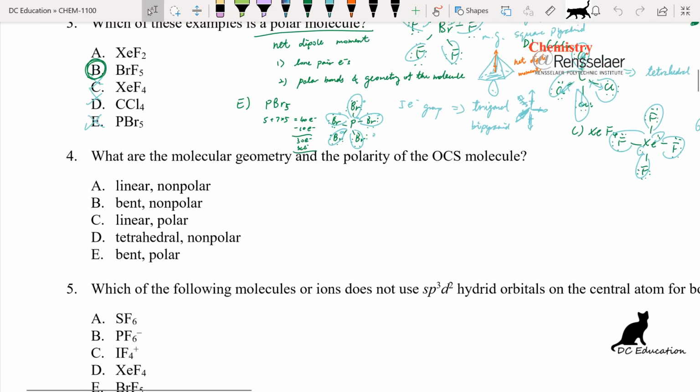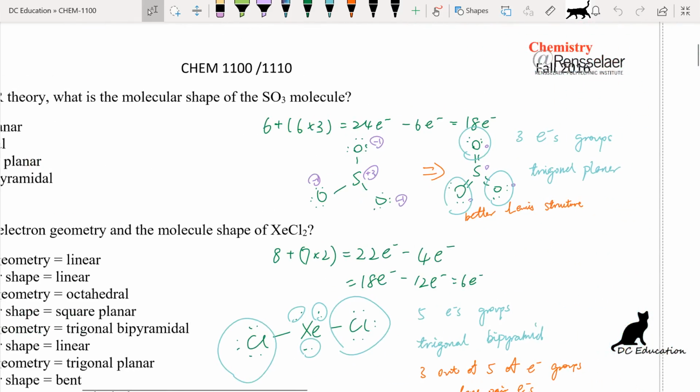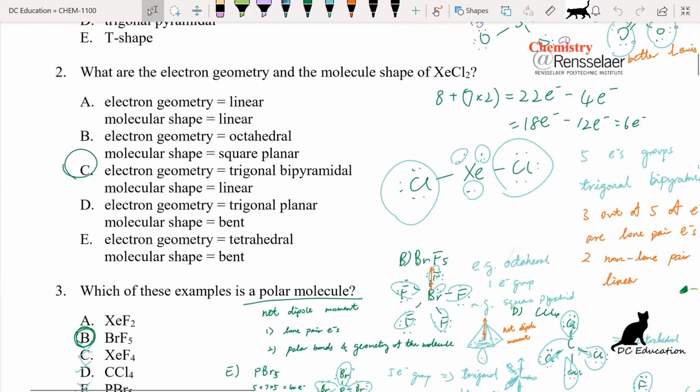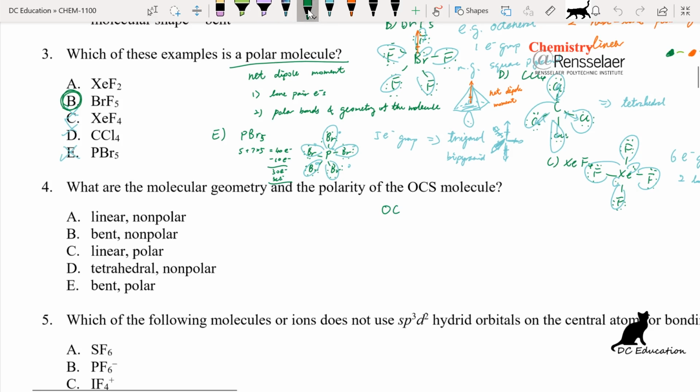We're still on exam 2 from the 2016 fall semester, and we're on question number 4 right now. It says, what are the molecular geometry and the polarity of the OCS molecule? For this kind of problem, we still need to do the Lewis structure first, so let's draw the Lewis structure of this OCS molecule.